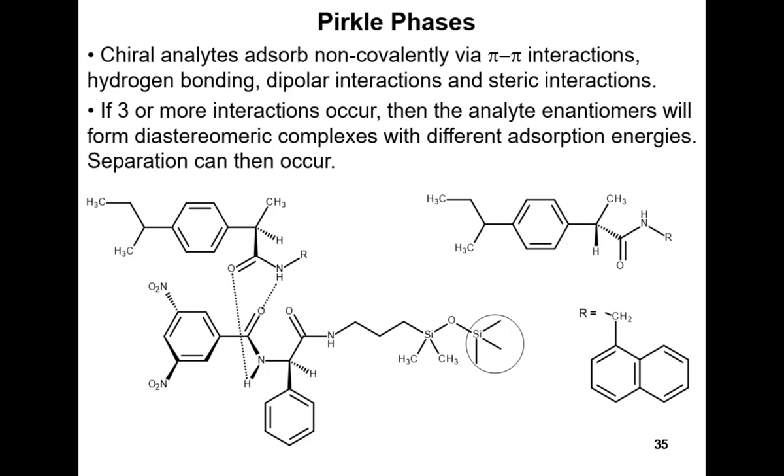So as they move through the column, they will be experiencing slightly different strengths of interaction with the stationary phase. So one of them will move more slowly, the one that binds more strongly.